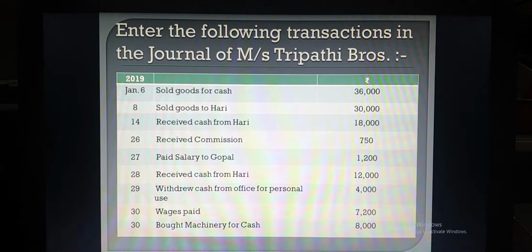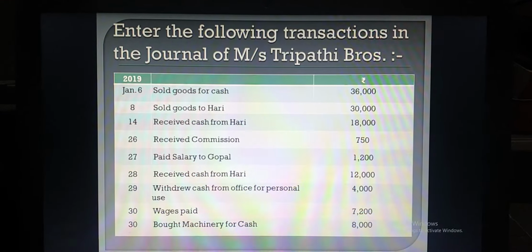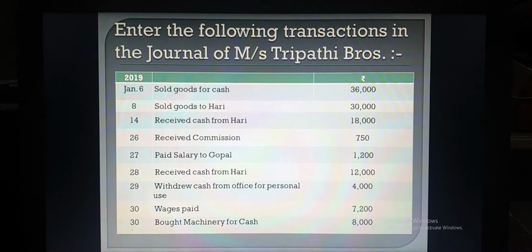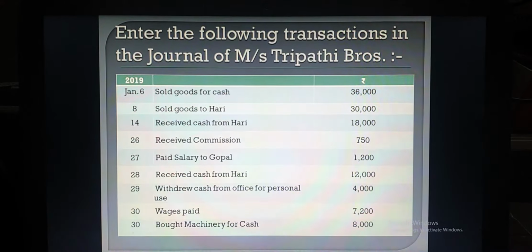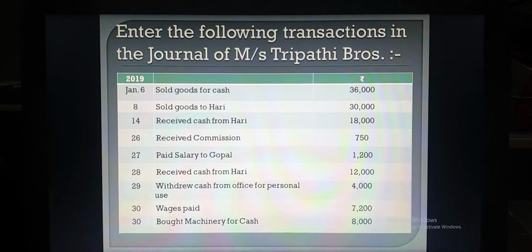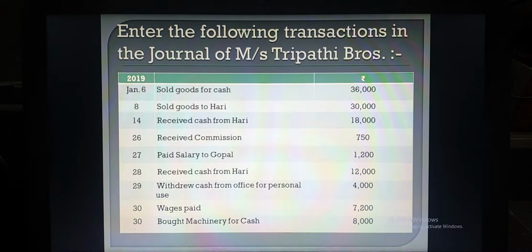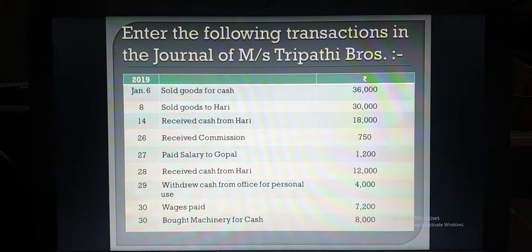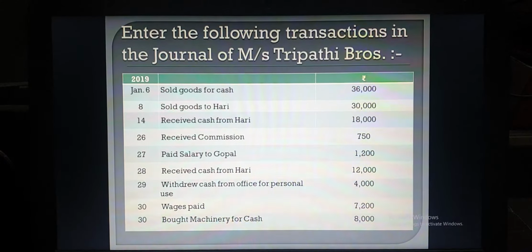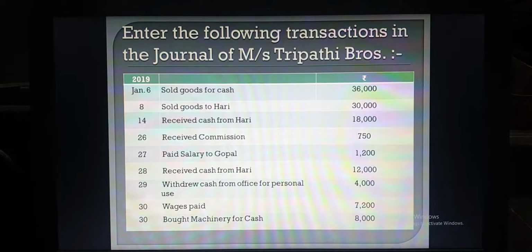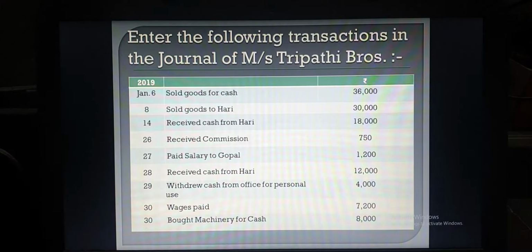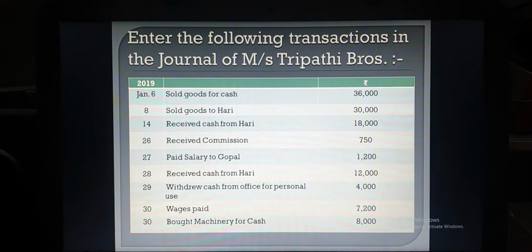Enter the following transactions in the journal of Messrs. Tripathi and Brothers. A few transactions are given below in the year 2016 and January month. So you have to pass the journal entries of the following transactions in the proper format, in the books of Messrs. Tripathi and Brothers. So how will you pass the entries? Let's move to the next slide.